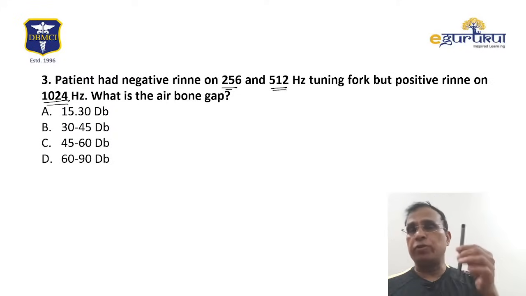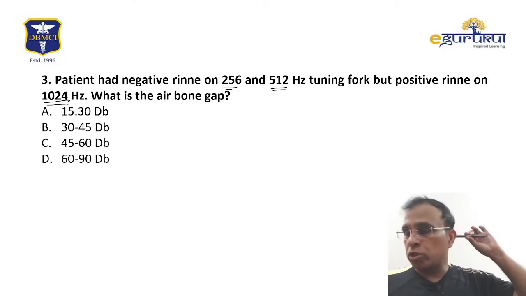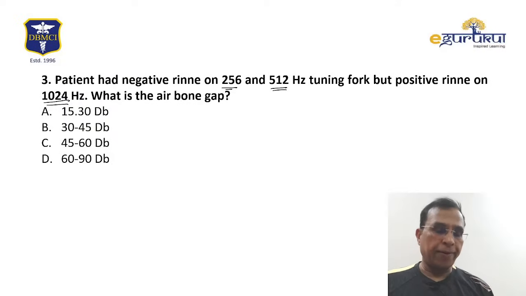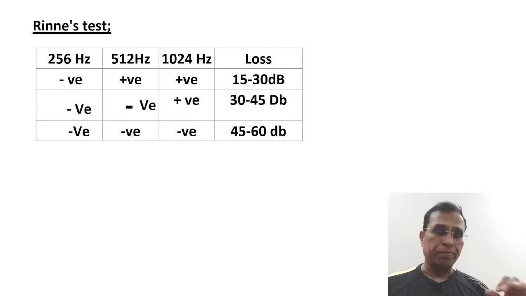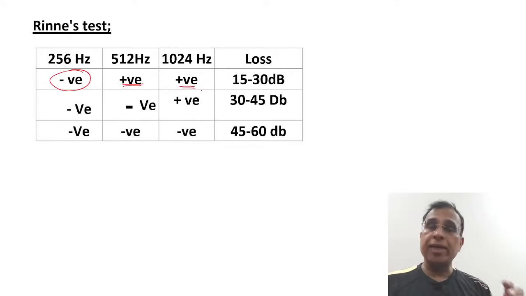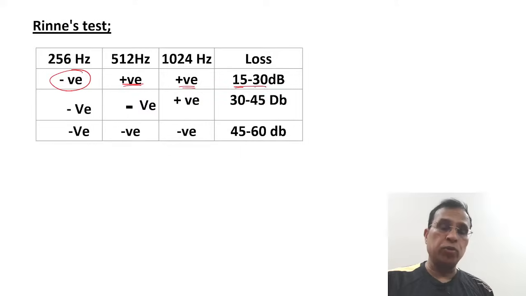If this pen is a tuning fork, we place it outside the ear to check the air conduction. We place it on the mastoid bone to check the bone conduction, and we ask the patient which is louder, and depending on at what frequency the patient has negative Rinne, you can actually know the AB gap. So we'll come to this question's answer, but look at the table that I have prepared for you. If the patient is only negative at 256, but positive at 512 and 1000, then the AB gap lies between 15 to 30 decibel.